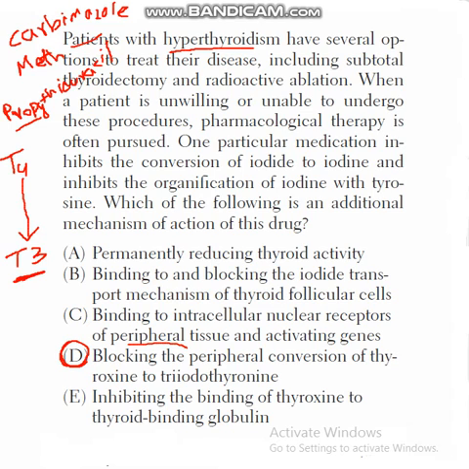this is an action of the medication which has a central activity of inhibiting the conversion of iodide to iodine and organification of iodine with tyrosine. So the medication is propylthiouracil.